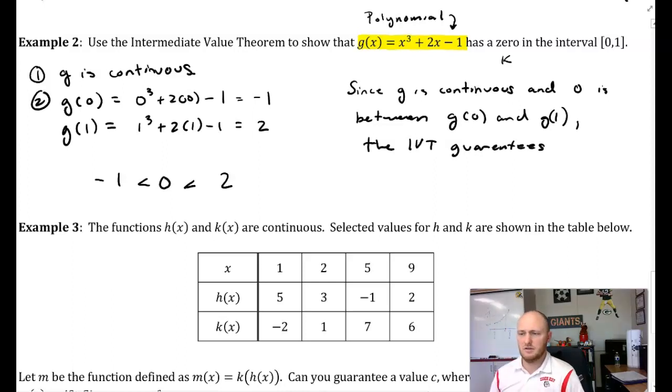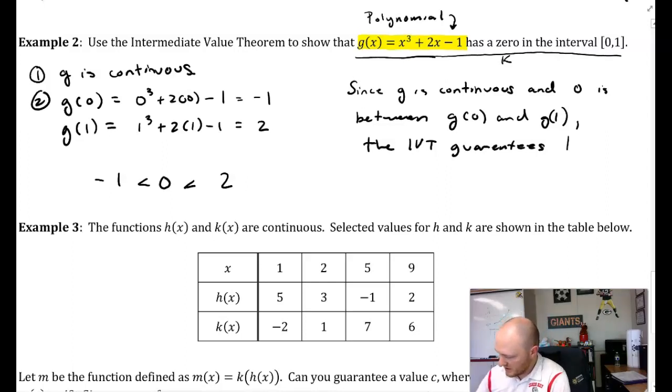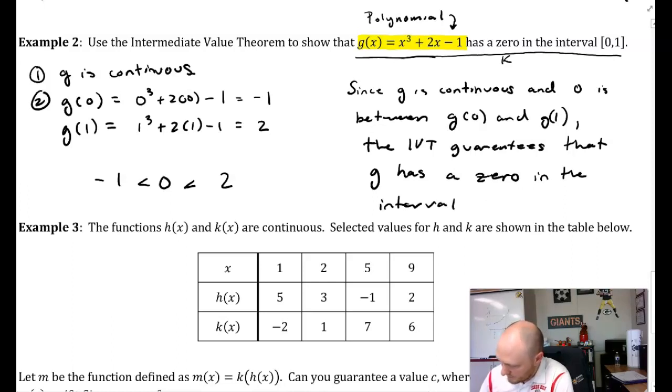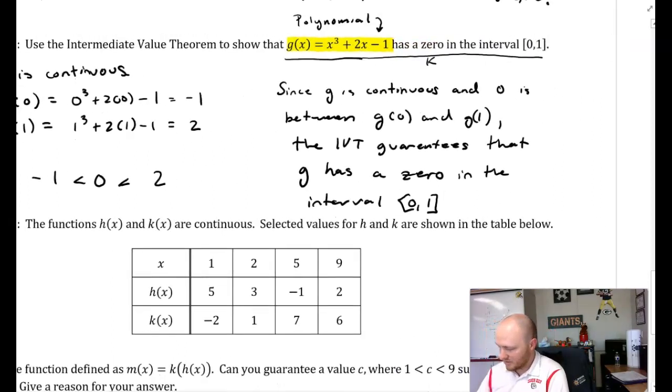Mr. Schwarberg, I don't know what to write. Okay, the IVT guarantees, and then just copy to show that g has a 0 in the interval 0 to 1. So we say that the IVT guarantees that g has a 0 in the interval 0 to 1. I copy it verbatim. I plagiarize it. I did it. Writing my conclusion. There we go.